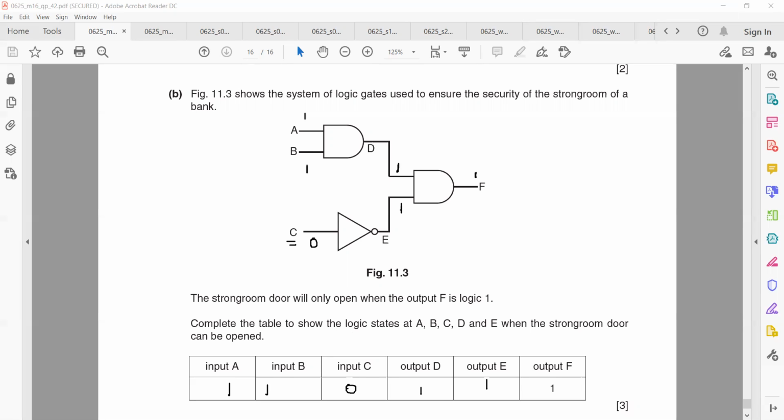Is it clear, this part? Because in the question, we want the output of F to be 1. So if you want F to be 1, because this is an AND gate, both inputs should be 1. So we want D to be 1. We want E also to be 1. E is the output of C's inverter, so C should be 0. The inverter will make it 1. And this is an AND gate, so A and B should be 1. So D will be 1.